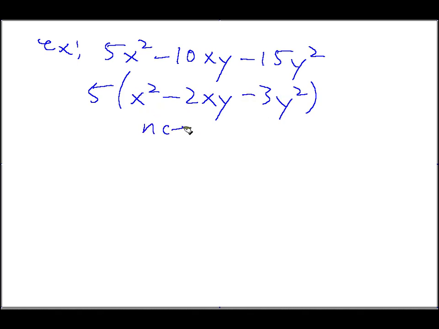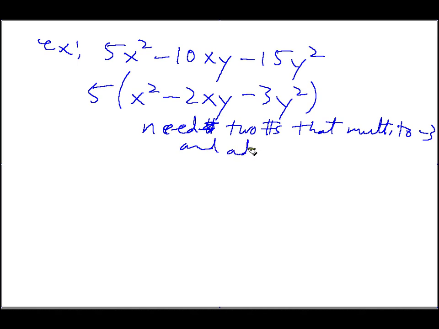I need 2 numbers that multiply to negative 3, the last number here, and add to the middle number, negative 2. So what'll work? What multiplies to negative 3 and adds to negative 2? Well, 3 and 1 are my only choices that multiply to 3. Can we see that in terms of the integers?